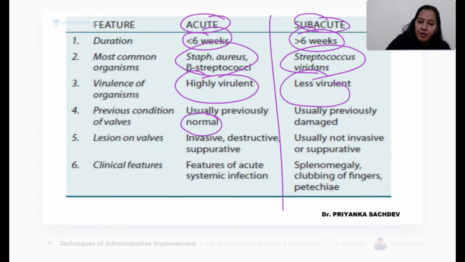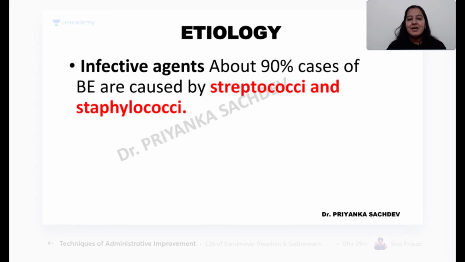So here the heart walls are normal. Here the heart walls are previously diseased or damaged. So that is the condition. So we are done with it. What is the etiology?